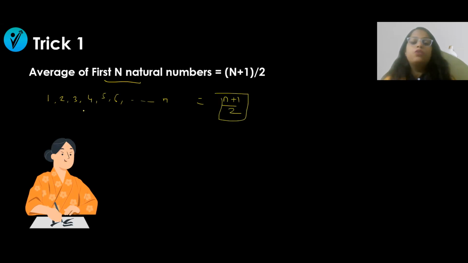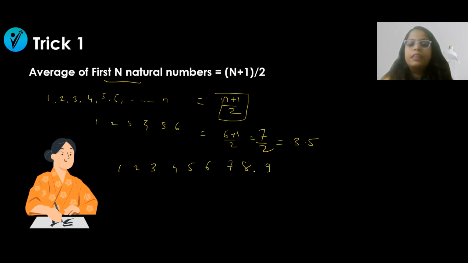That means suppose I have to find the average of 1, 2, 3, 4, 5, 6. So average will be what? n means 6, plus 1, divided by 2. That means 7 by 2. So average will be 3.5. Suppose I have to find the average up to 1, 2, 3, 4, 5, 6, 7, 8, 9. Your average will be n means 9 plus 1 divided by 2, 10 by 2. That means your average will be 5.